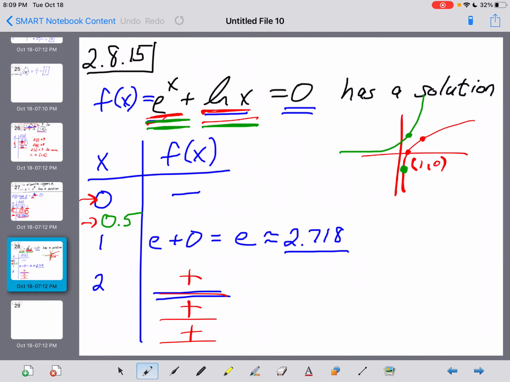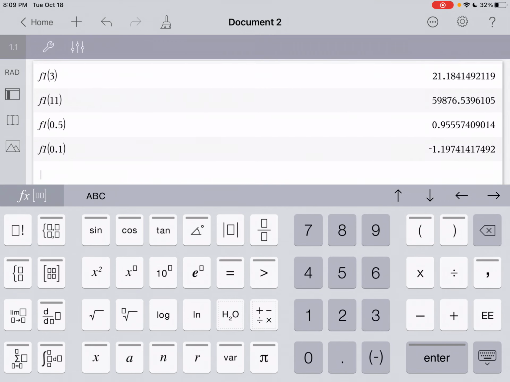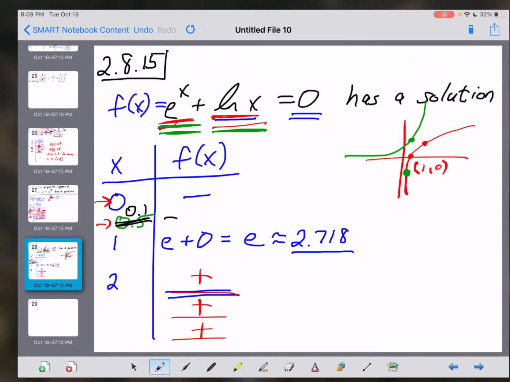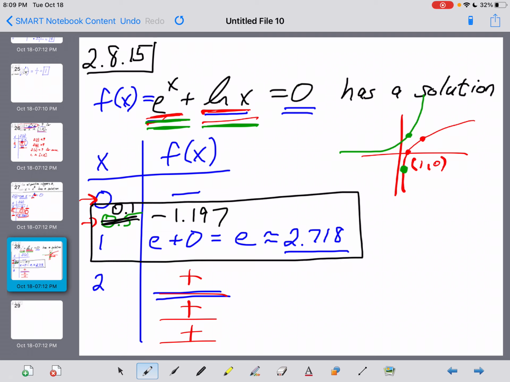Let me get rid of that 0.5 and make it a 0.1, and that was a negative. Now I forgot what it was. At 0.1, we got a negative 1.197. Okay, negative 1.197, and right here, everybody, that is what we were looking for.